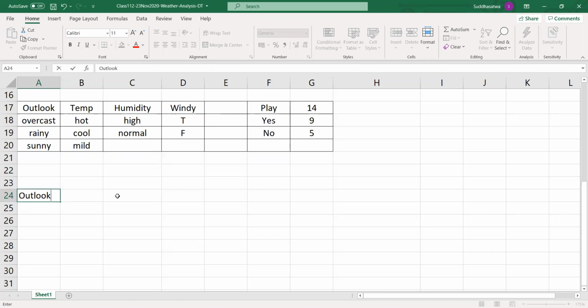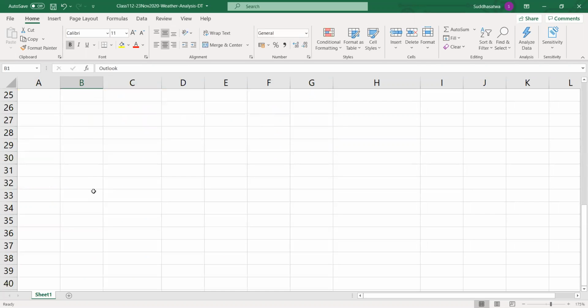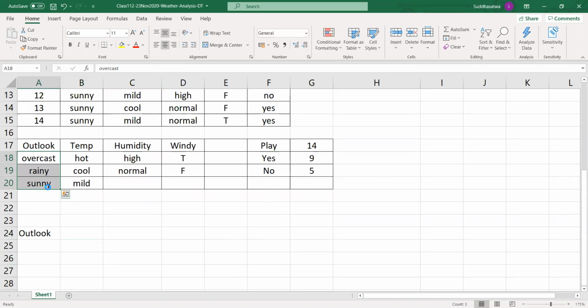So what I'm going to write over here is the column name. I'll start with Outlook first, then we will go to the other columns one after the other. I will just draw one block first and then I'm going to do copy paste. In this block, I'll write the values of Outlook. The values of Outlook are these three, so I'll just copy paste from here.